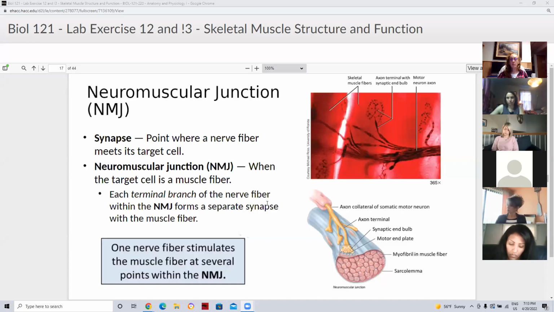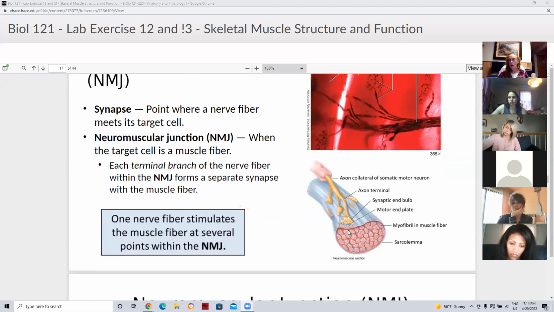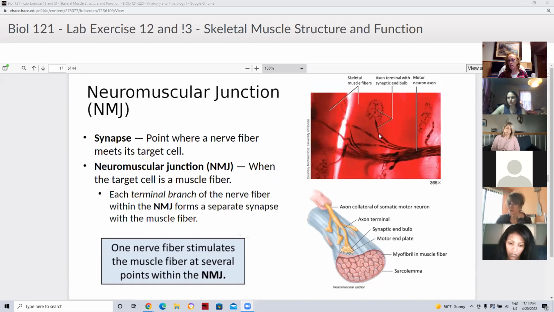So each terminal branch of a nerve fiber within the neuromuscular junction, so each axon terminal, is going to form a separate synapse with each muscle fiber. And one neuron or nerve fiber can stimulate the muscle fiber at several points within the junction. If you look here, here's a synapse. Several different points.